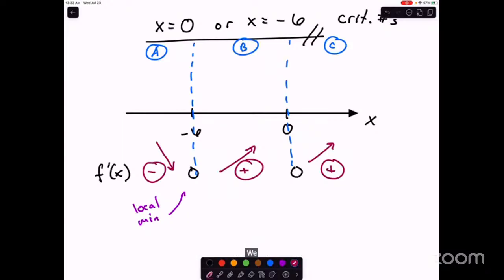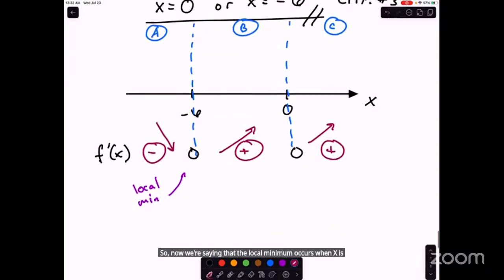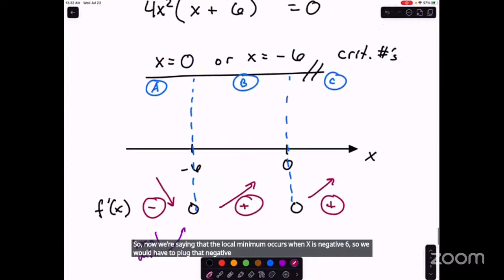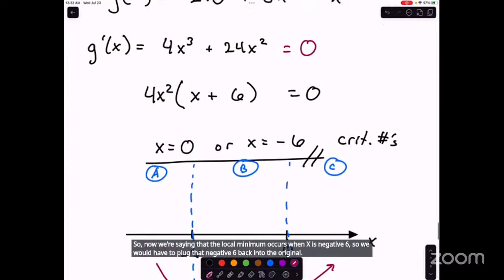We got a local minimum value, right? Okay. So now we're saying that the local minimum occurs when x is -6. So we would have to plug that -6 back into the original, right?